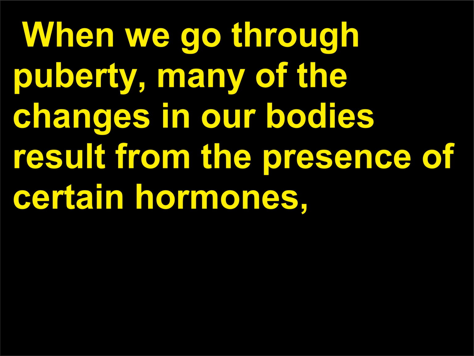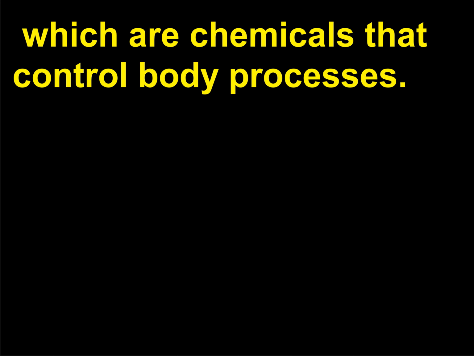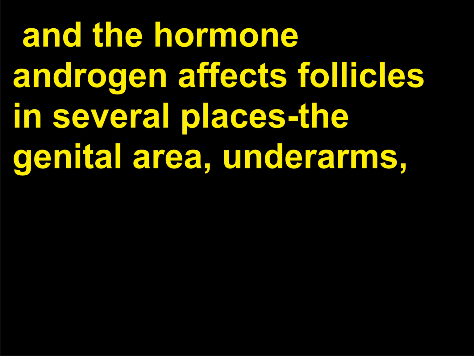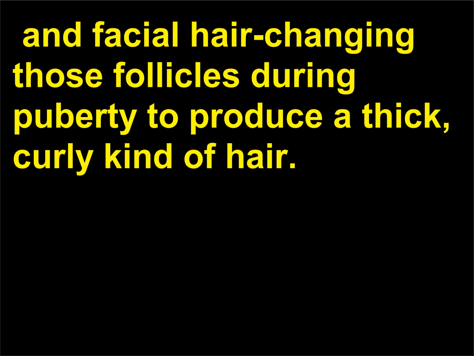When we go through puberty, many of the changes in our bodies result from the presence of certain hormones, which are chemicals that control body processes. We have hair follicles all over our bodies. And the hormone androgen affects follicles in several places: the genital area, underarms, and facial hair, changing those follicles during puberty to produce a thick, curly kind of hair.